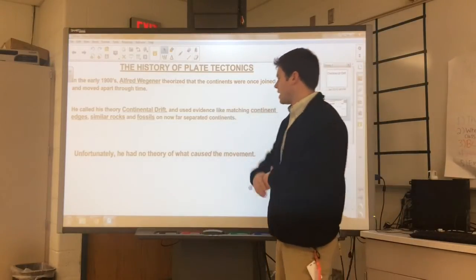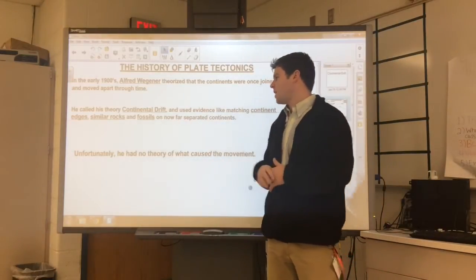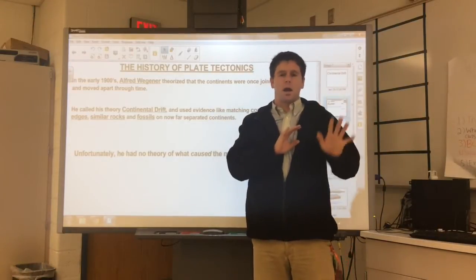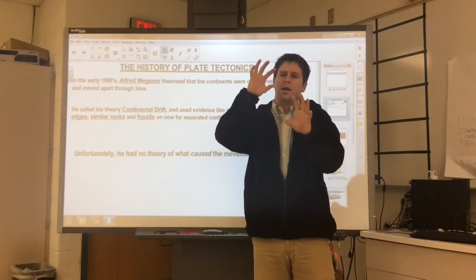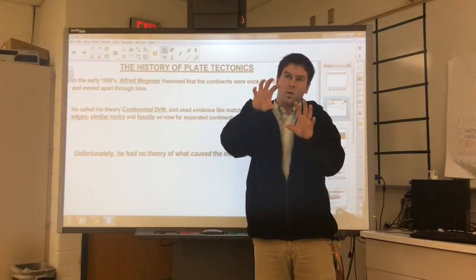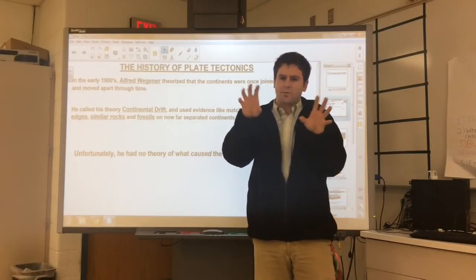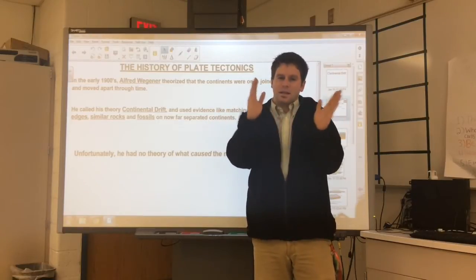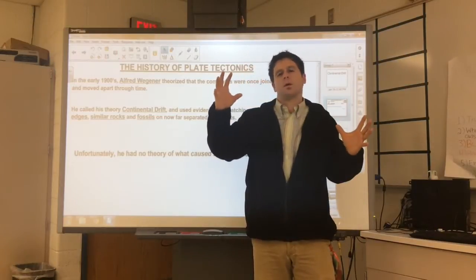Right? He called his theory continental drift and used evidence like matching continent edges, similar rocks, and fossils that are now separate. So when we talk about South America and Africa, the puzzle pieces kind of join together. They look like they could be next to each other. And he also saw that the species on the west side of Africa and on the east side of South America were similar, if not identical. How did that happen? Well, he said that those were at one point touching, and then over millions and millions of years, they spread apart.